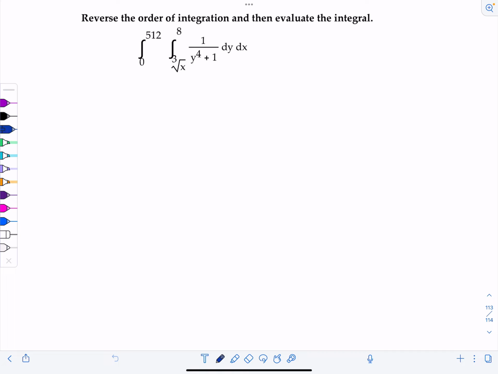Notice here, the first set of limits, cube root of x to 8, are limits for y, okay? How do I know that? Because look at the integration order. We have dy first, so that corresponds to the limits here. So that means y is going to go from cube root of x to 8, and the limits for x are 0 to 512. Ooh, spicy.